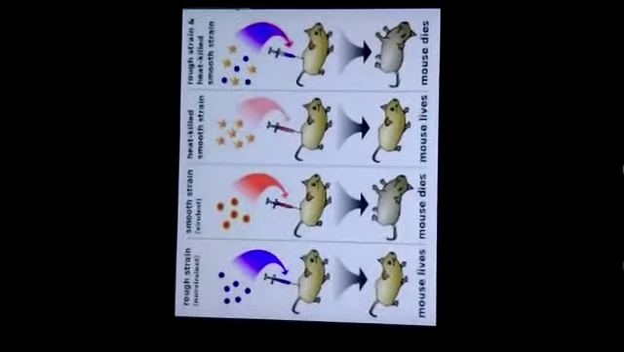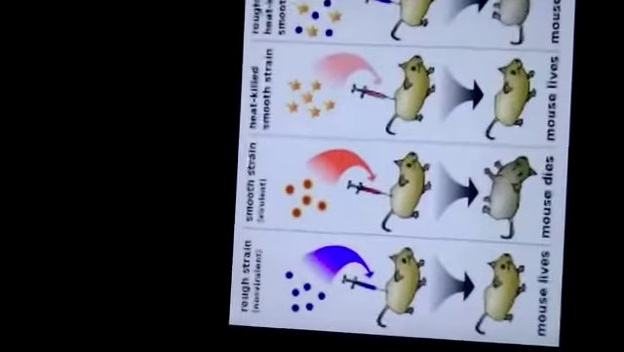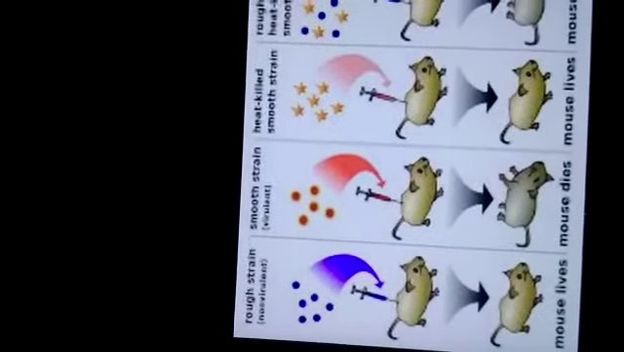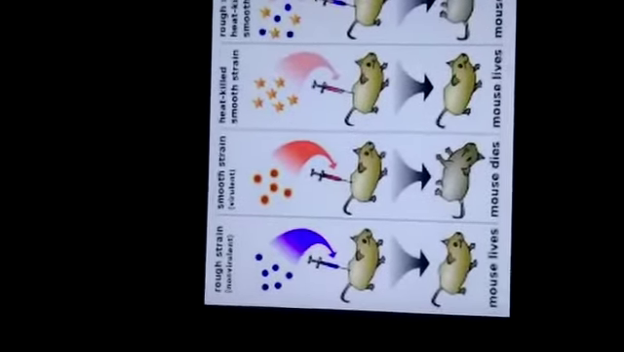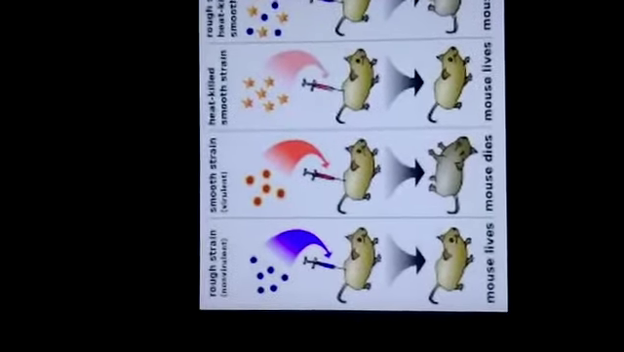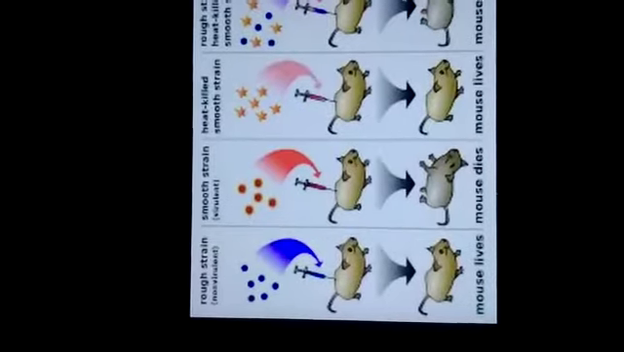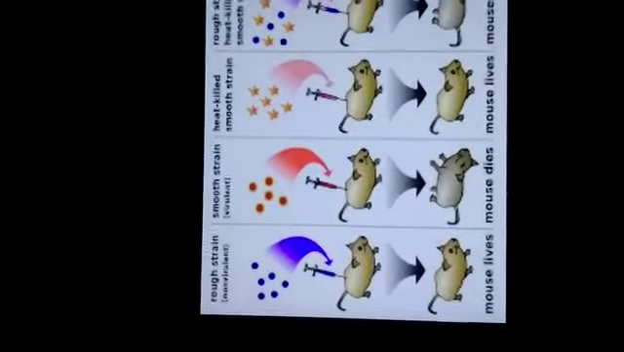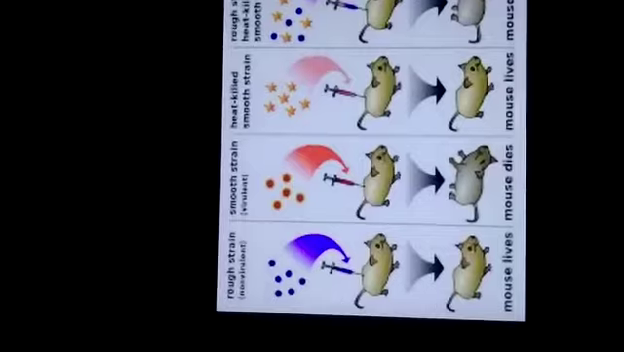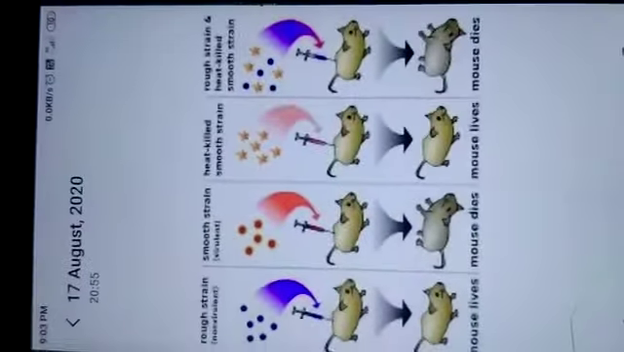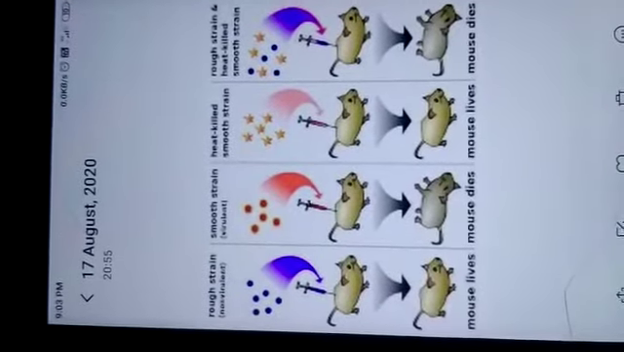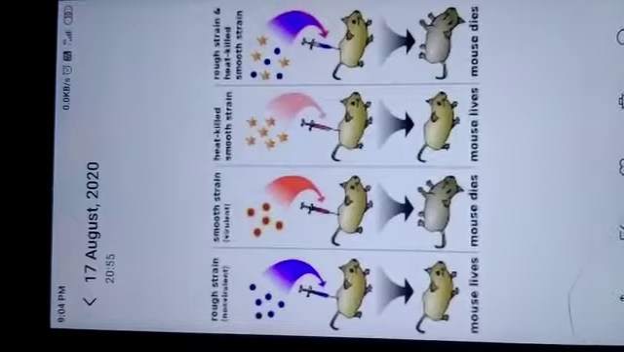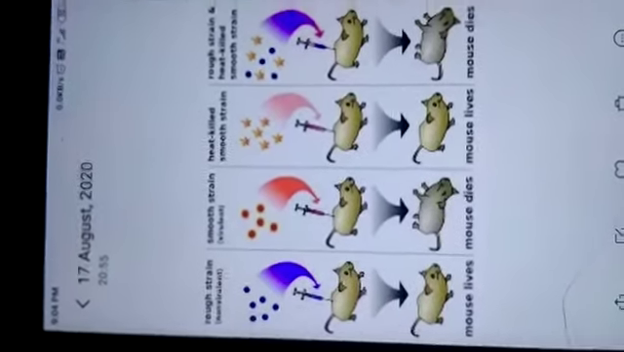In his experiment, he took two strains of the bacteria. Number one, the rough strain, that is non-virulent, and number two, the smooth strain, that is virulent. Rough strain means the non-virulent, the normal strain that does not cause pneumonia, and the virulent smooth strain causes pneumonia in the mouse, and due to that it dies.